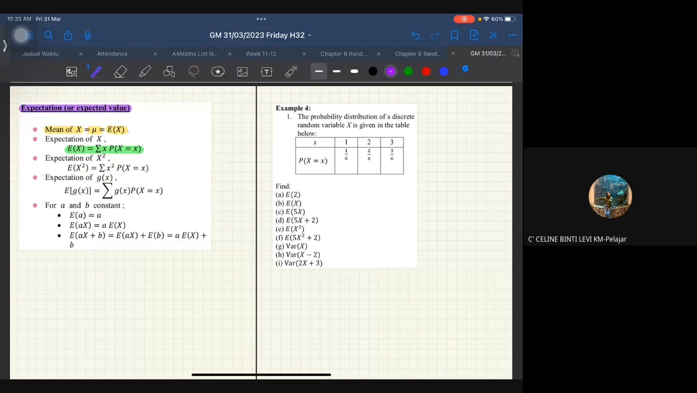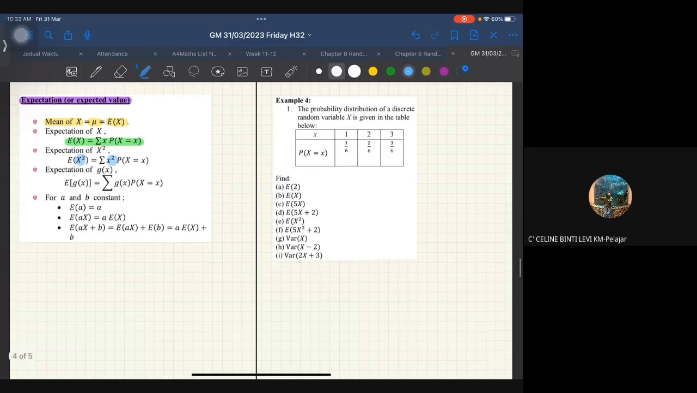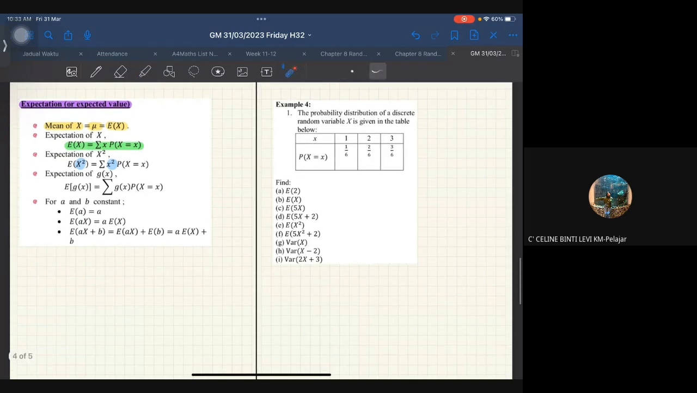Okay, so that is the difference sahajalah. So beza dia dekat sini sahaja. Kita hanya tukarkan X square tu, X tu jadi X square. So kalau contohnya soalan minta awak cari dekat sini dia nak X cube, so just put cube over here.